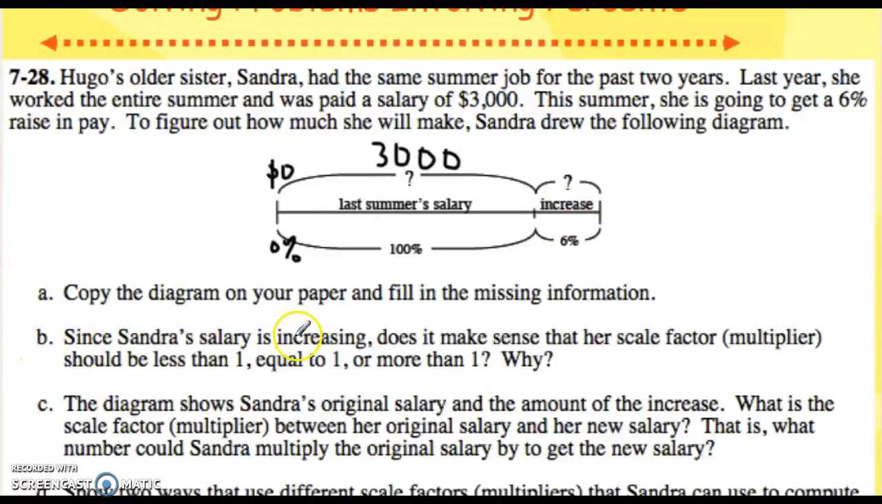B says, since Sandra's salary is increasing, does it make more sense that her scale factor or multiplier should be less than 1, equal to 1, or more than 1, and why? I'd like you to pause the video and write down what you think the answer is before we talk about it.